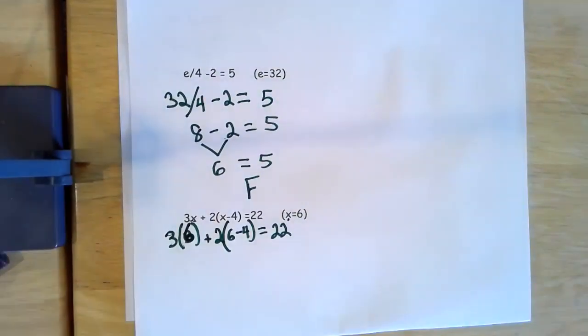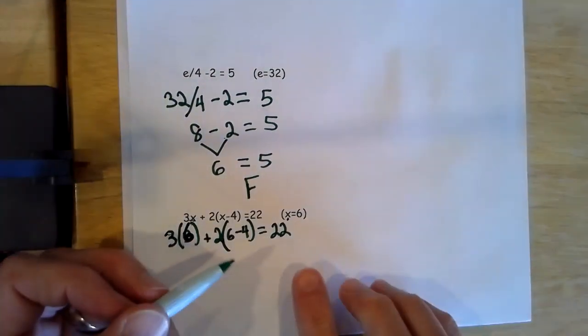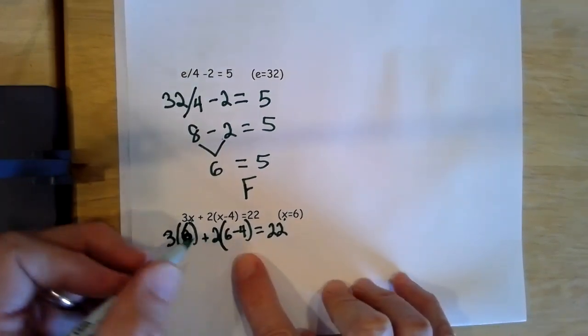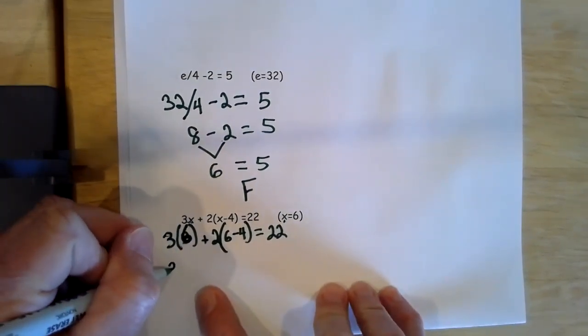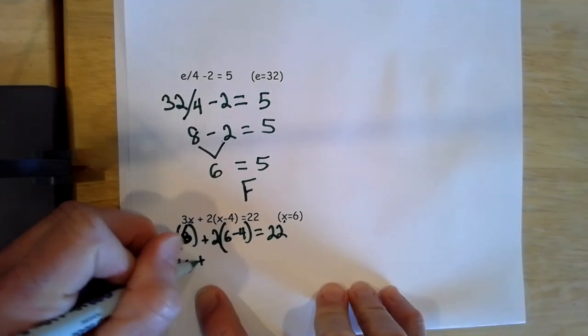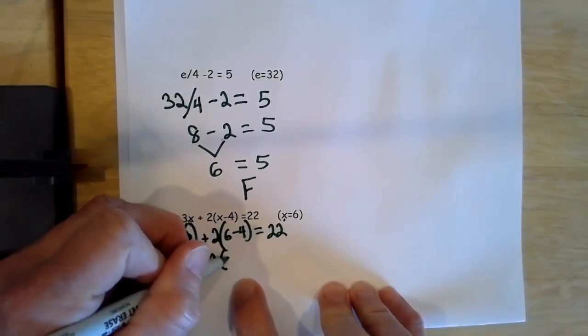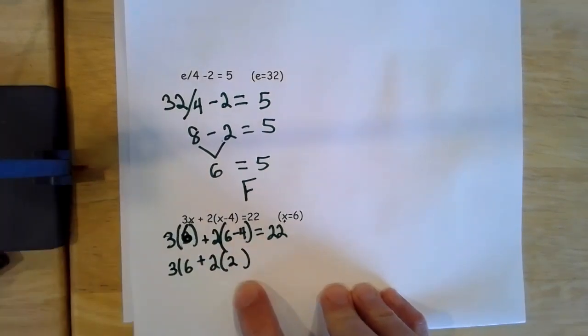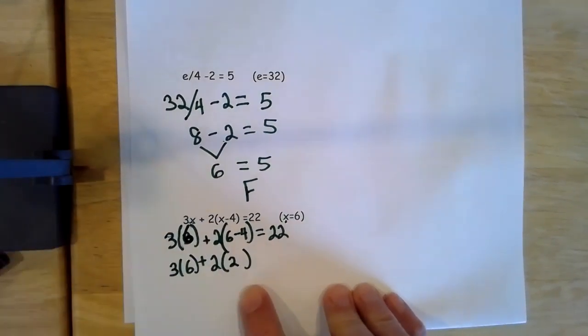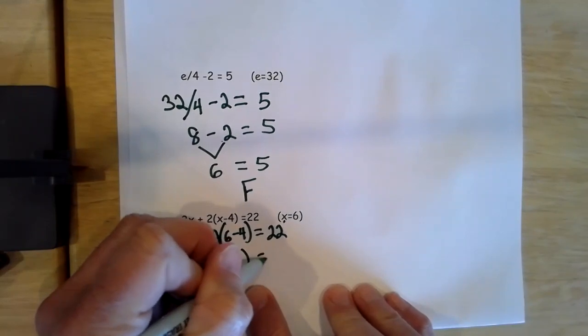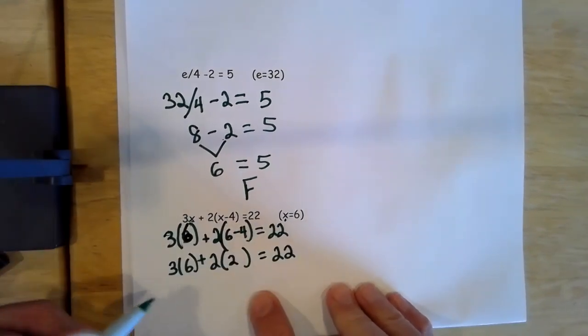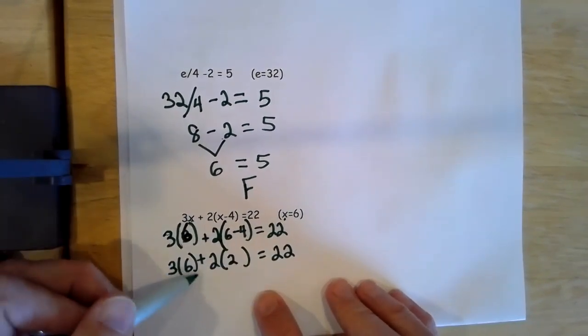Well, if I remember from order of operations, I need to do my parentheses first. So I know that 3 times 6 plus 2 times 6 minus 4. I know 6 minus 4 is 2. So my new math problem looks like this. My equation has been simplified. I'm going to simplify it further.